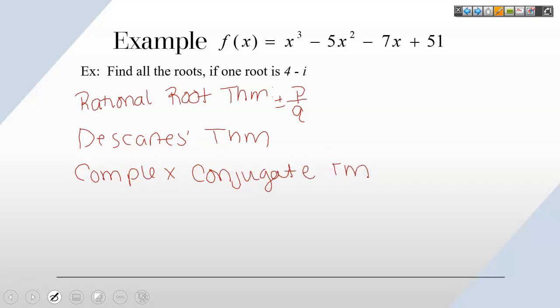You're going to use all of those to solve your problems. Please complete the 6-7 and 6-8 assignment for Monday.